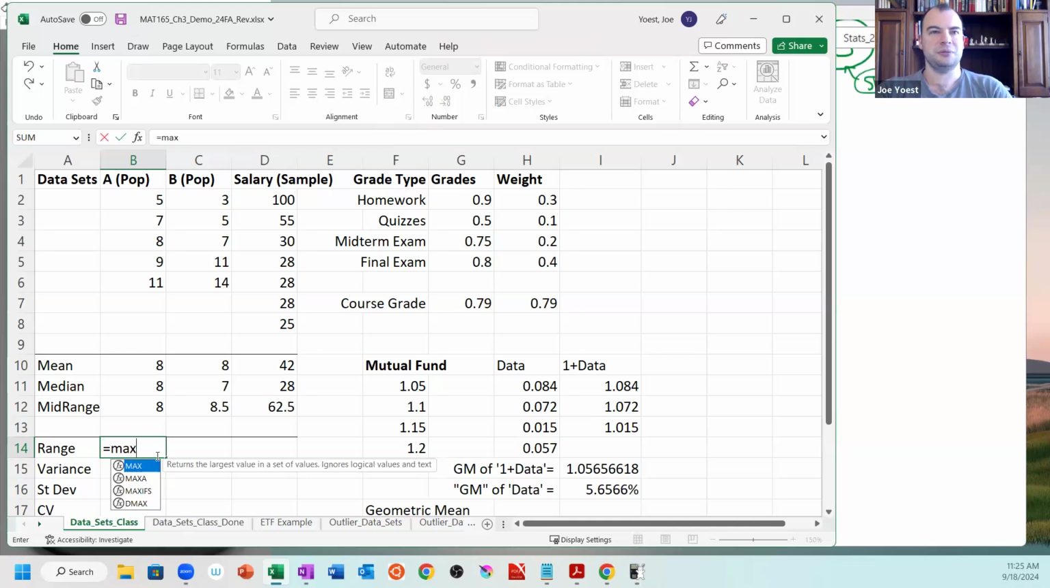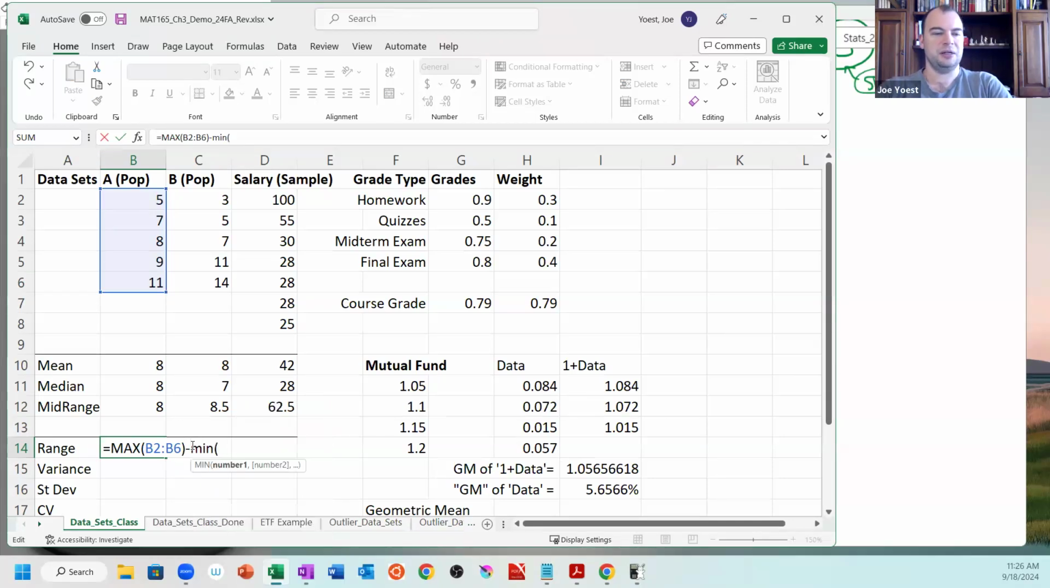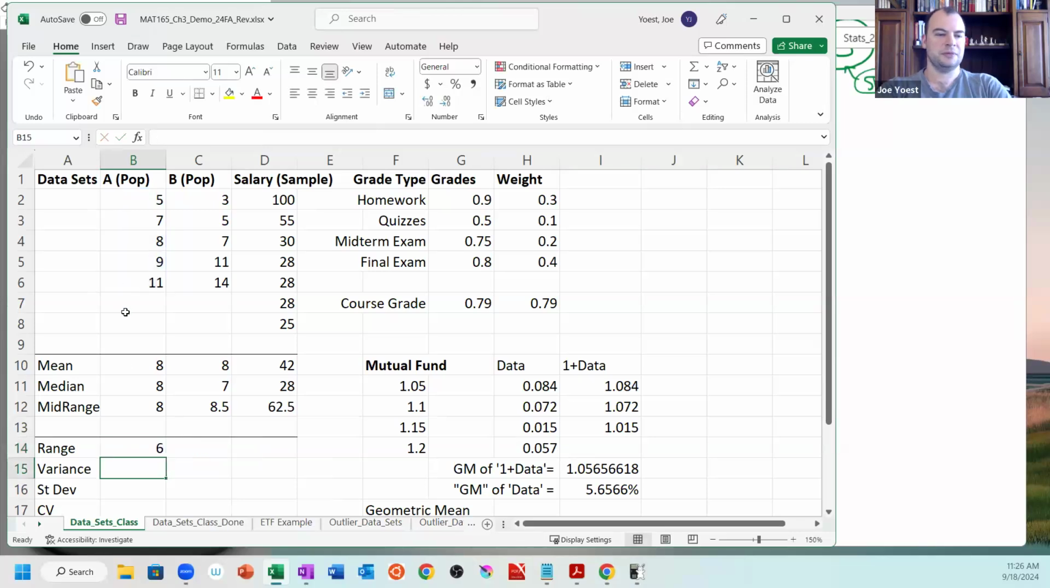So equals, to tell Excel I want to compute something, max, I want the maximum of this data, which I just select. I close the parentheses. And if I just stopped here, that would give me 11, the maximum of the data. But I want to do max minus min. So min, open parentheses, select the data, and close. I see that gives me 11 minus 5, 6. That's just what I expect.